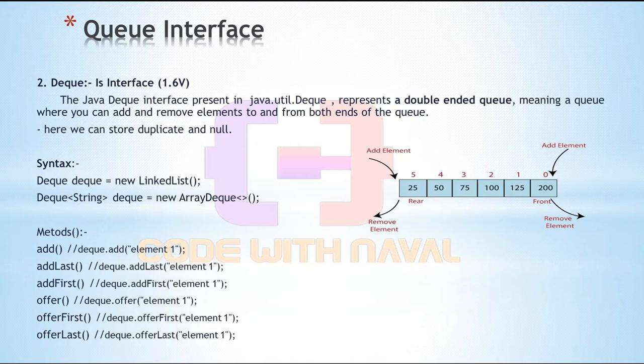This has two ending points, whereas a simple queue has a single ending point. Here we can store duplicates and null values. There is no restriction. Here you can see this example. We can create an object by using LinkedList and ArrayDeque. These two are implementation classes for Deque. And here we have some methods: addLast, addFirst, offerFirst, offerLast. All these methods are present inside the Deque interface.